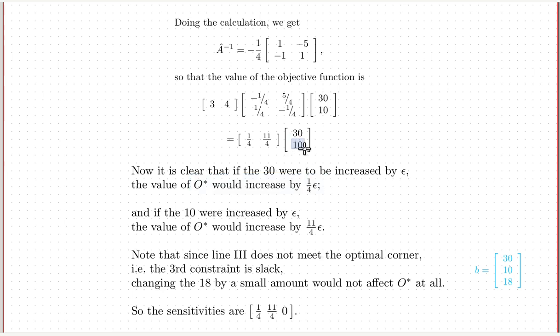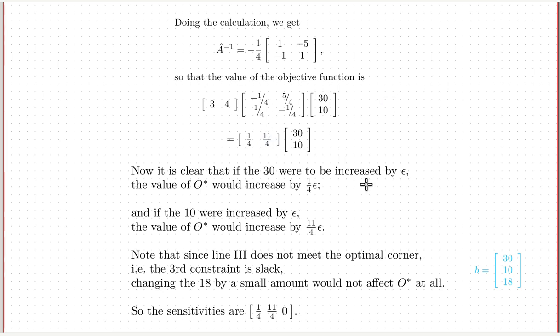If I increase the 10 by an epsilon, then that means I'm going to be multiplying 11/4 times 10 plus epsilon, so therefore the value of O star would increase by 11/4 epsilon. So now we know exactly how much the value of the objective function will increase if we increase the values of these constants here. We know what the rate of change is. So you can say that the derivative of the optimal value of the objective function with respect to the first value in the constraint is 1/4, and the derivative with respect to the second value of the constraint is 11/4.